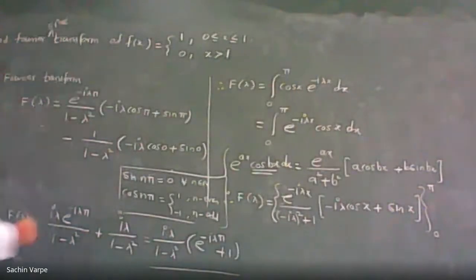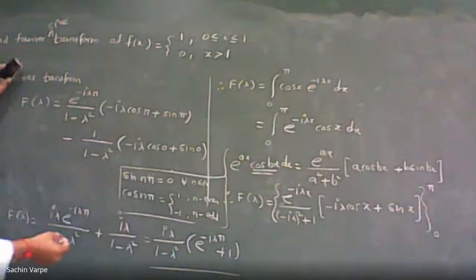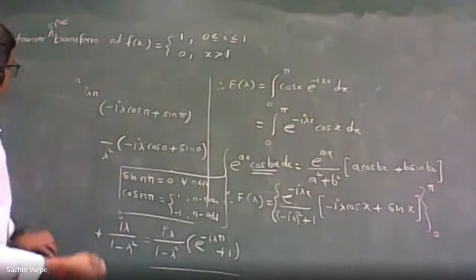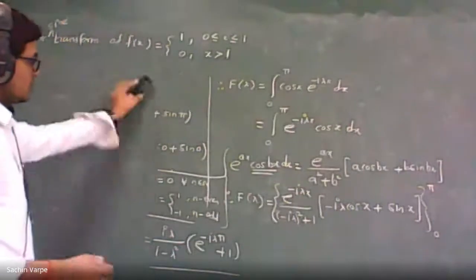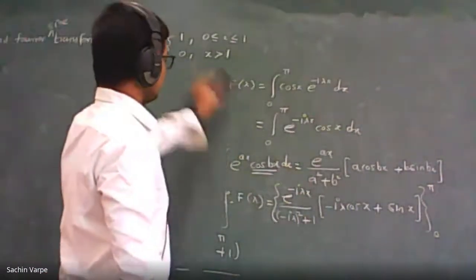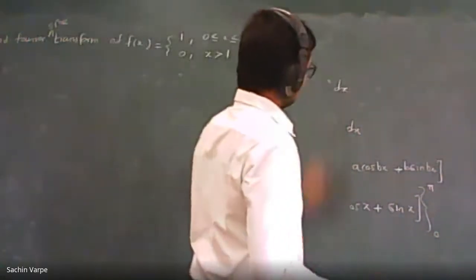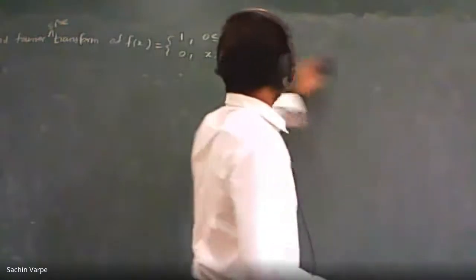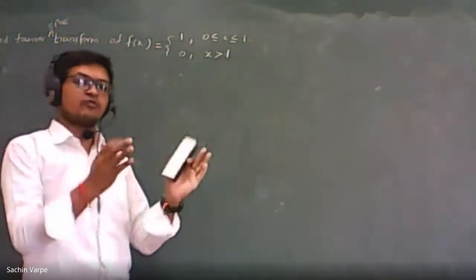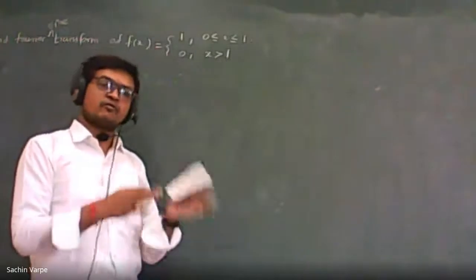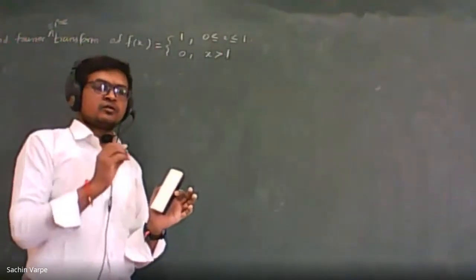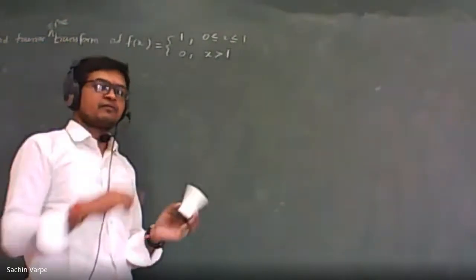So what we have been asked to find? The Fourier sine transform. So we'll start with the Fourier sine transform formula only. Don't get confused whether to start with the Fourier transform formula or the Fourier cosine transform formula. We have been asked for the Fourier sine transform, so we'll write its formula only. The Fourier transform is denoted by f of lambda, but corresponding to sine we have s there, so fs of lambda.